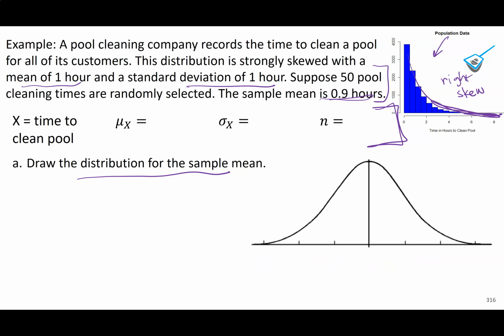Okay, so right off the bat, X is just the time to clean the pool. That's the random variable I'm collecting. The average for all of the times to clean the pool was just 1 hour.